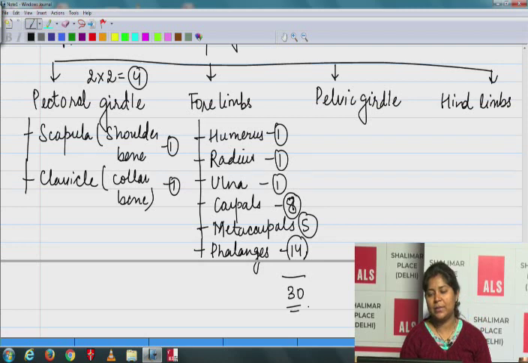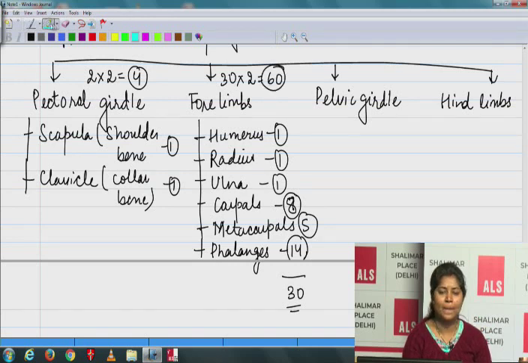Let's just cross check it. 3, 11, 11, 5, 16, 14, 30. So you have 30 bones in one forelimb. Again we will double it because you have 2 forelimbs, a total of 60 bones. So you have 60 bones in both of your forelimbs.